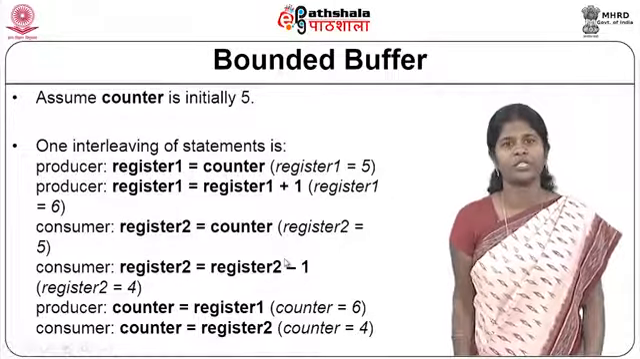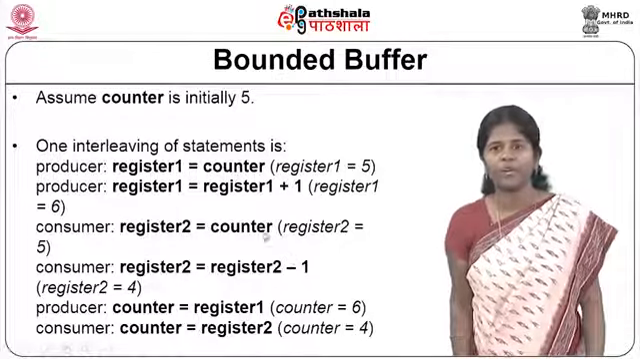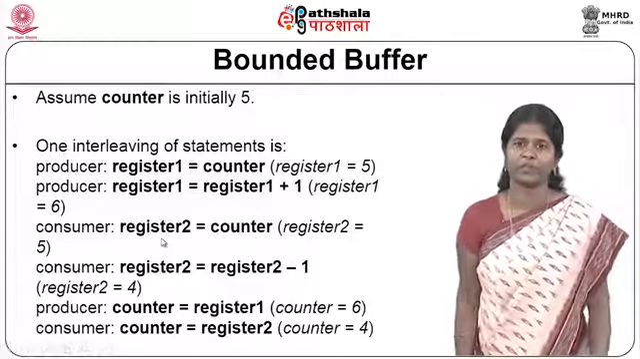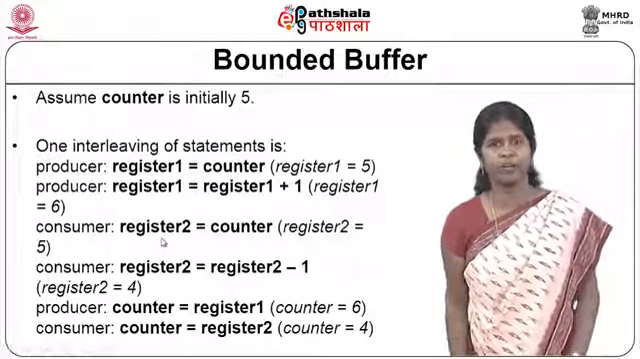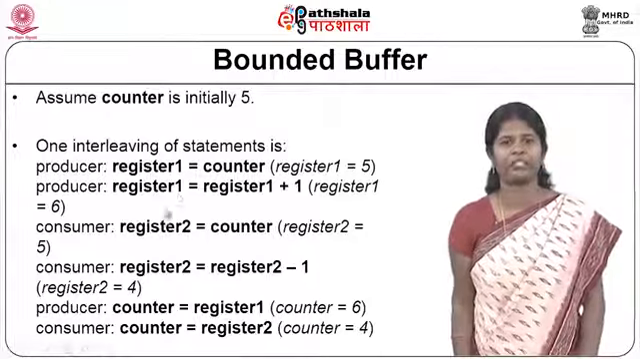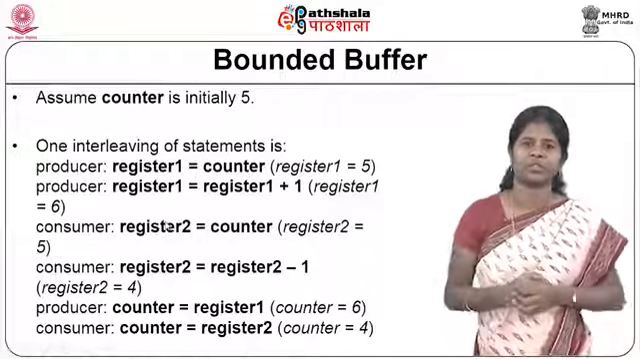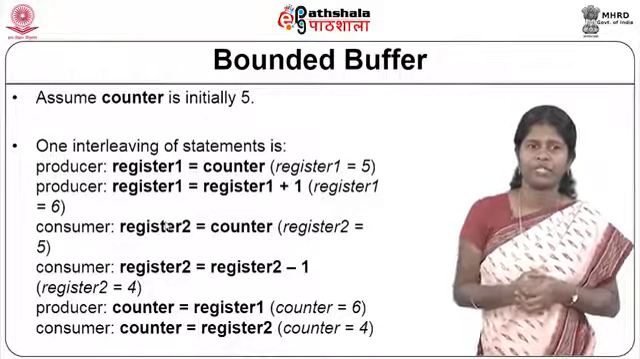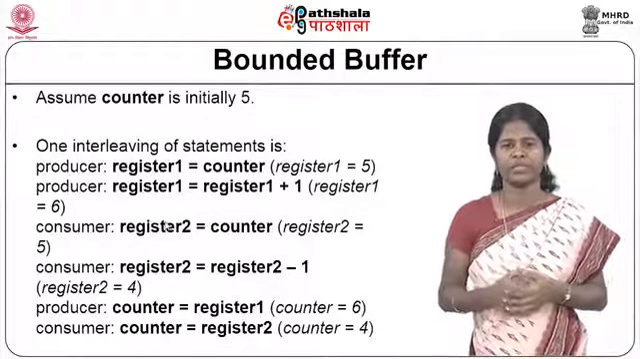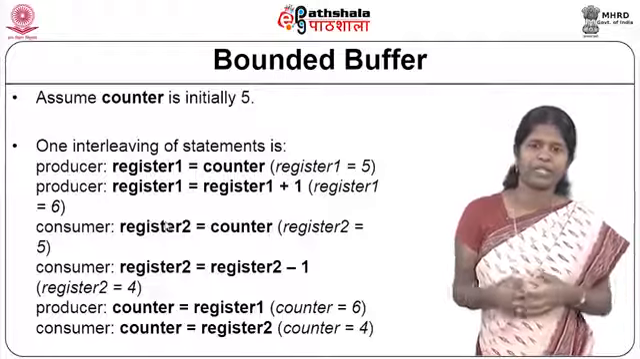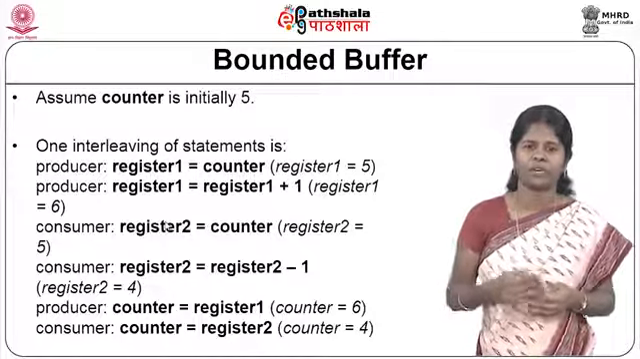Register 2 is equal to counter, that is, the value of counter is copied to register 2. What is currently present in counter? It is only 5. So 5 is copied onto register 2. And say the consumer executes the next statement also, that is register 2 is equal to register 2 minus 1. That is, the value is decremented by 1.